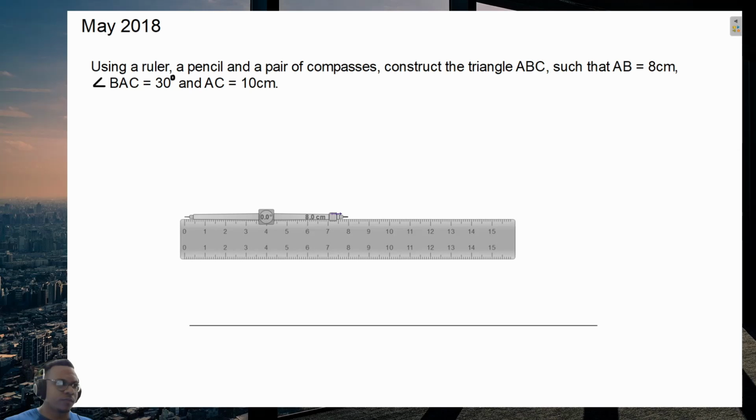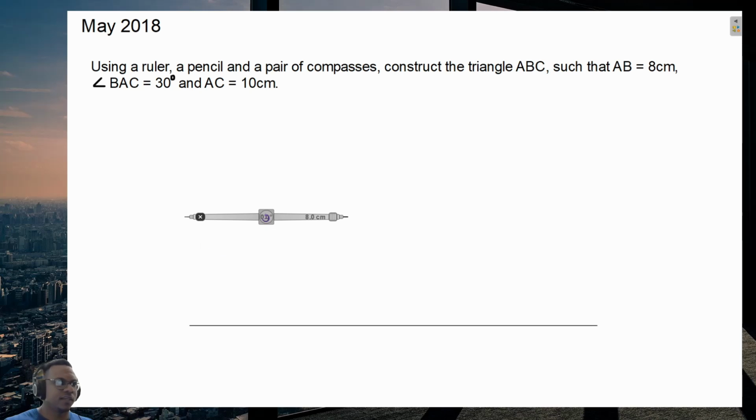We can construct any line segment first. Since the line segment AB is written first, I will do that first. So AB 8 centimeters. So first I make a light line that will be more than 8 centimeters long. Then I'll open out my compass to 8 centimeters and construct the line segment AB being 8 centimeters. So now I have my line segment AB being 8 centimeters.